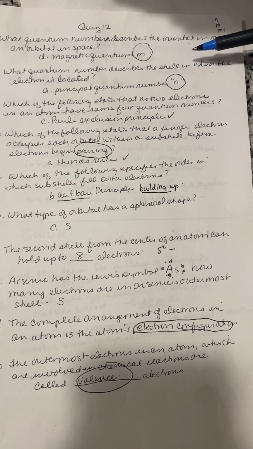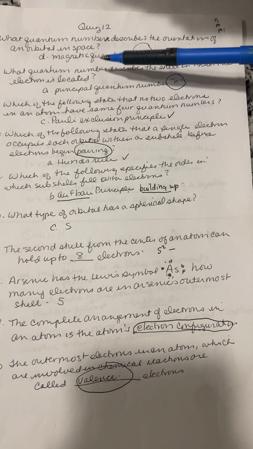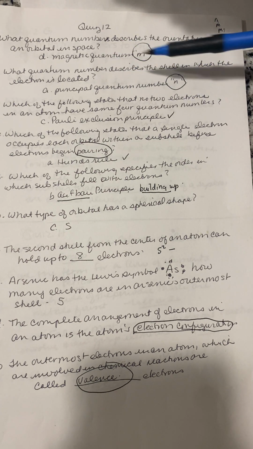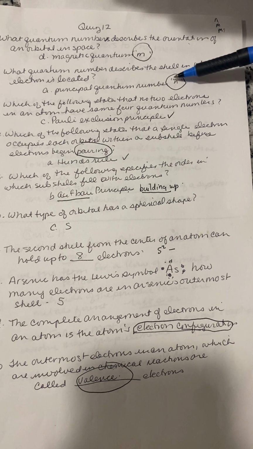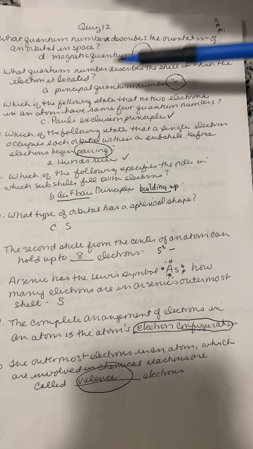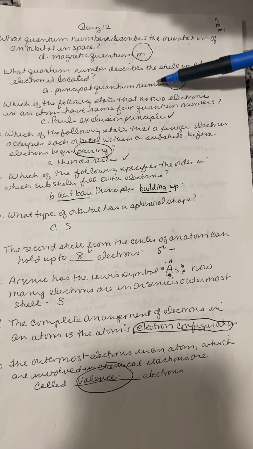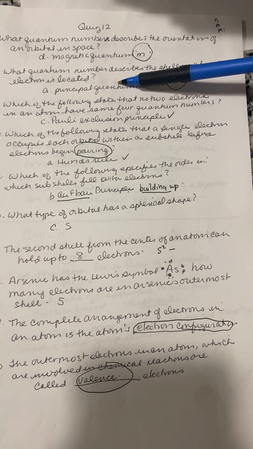What quantum number describes the shell in which the electron is located? The shell always is the N number, and that's a pretty important number. That would be the principal number. Principal quantum number would be the N number.